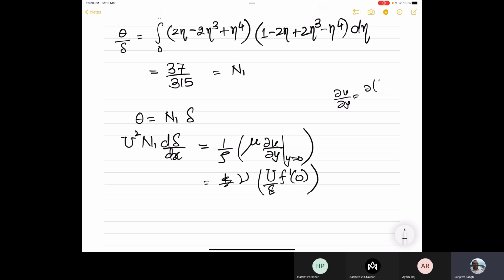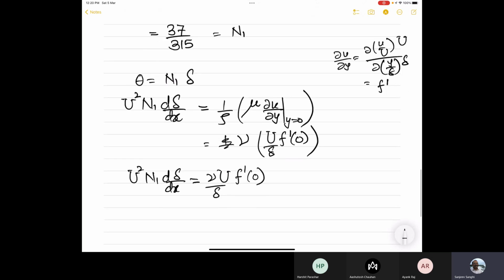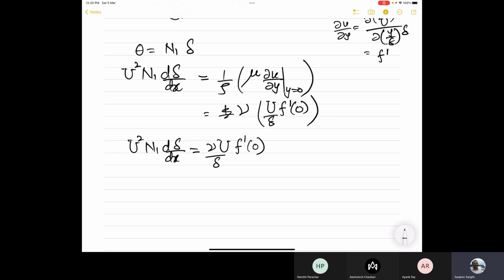This du by dy can be written as d of small u upon capital U multiplied by capital U, times d by dy of y by delta. So you get a capital U, and this becomes equal to f prime. This is f, this is eta. So what we have is capital U square n1 d delta by dx is equal to nu U upon delta times f prime 0. Now this will be the general form for any boundary layer on a flat plate if we are to use this equation.